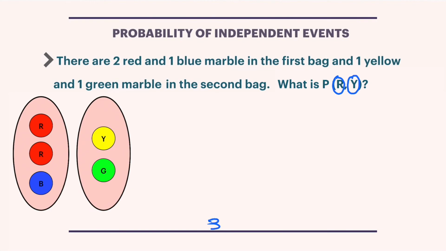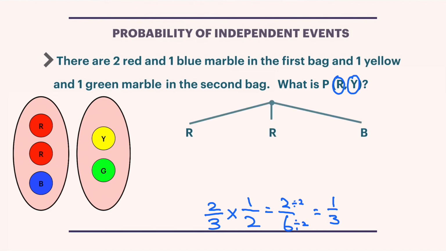Out of 3 possible marbles that we can pick, 2 of them are red, and in our second bag we have 2 marbles and only 1 of them is yellow. So if we multiply them, the probability of getting red and yellow is 2 over 6. And if we simplify by dividing both top and bottom by 2, we get 1 over 3. And now let's check using a tree diagram.